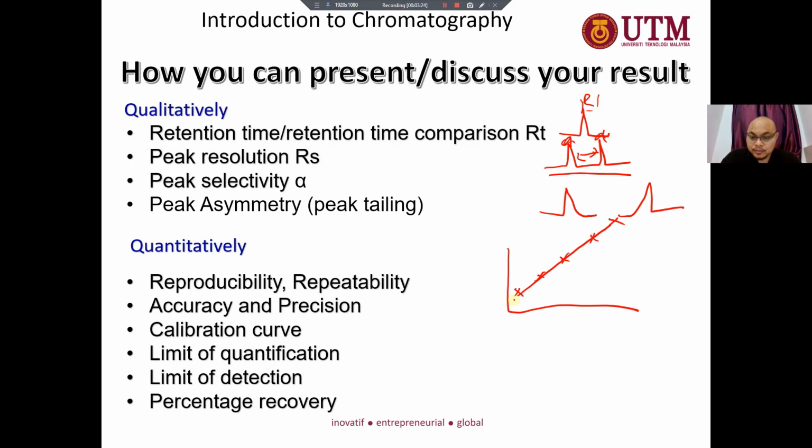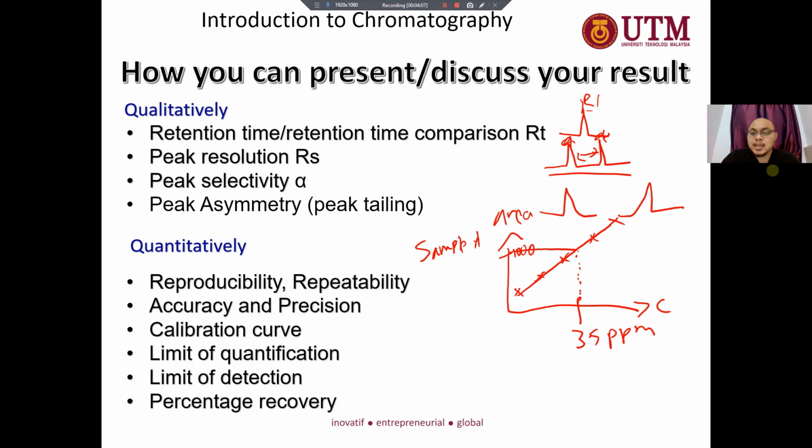For example, here is the concentration, and here is the area. Let's say you have sample A, and sample A gives you an area of 1000. You can use this calibration curve to determine the concentration. For example, here it is 3.5 ppm. So this is why the calibration curve is really important.